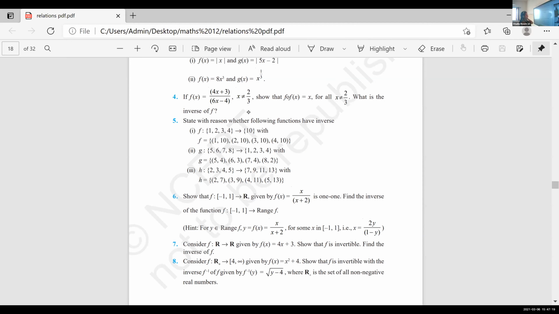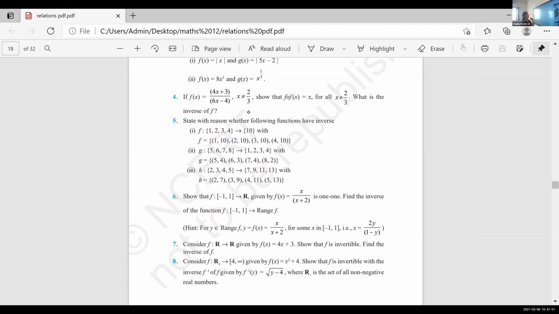Fifth one is a 1 mark question. You have to check. Read the question. Fifth ones are all 1 mark questions. State with reason whether the following function has inverse or not. Look at the first one, fifth one, Roman letter 1. Whether inverse exists or not. When will you say inverse exists? If it is 1, 1 and onto, isn't it? For a function, we say inverse exists if and only if it is 1, 1 and onto.